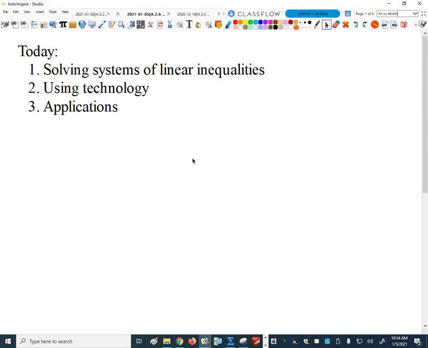So today we're going to talk about systems of linear inequalities. We talked about just plain old linear inequalities last time we met before break, and now we're going to talk about systems of those. And I'll show you how to use technology to graph them, and we're going to look at maybe a quick application of this stuff. And that's it for today.